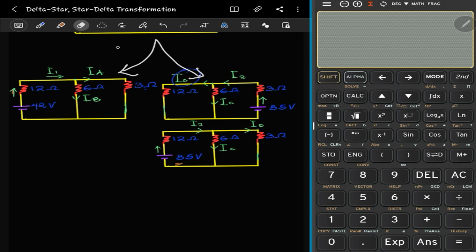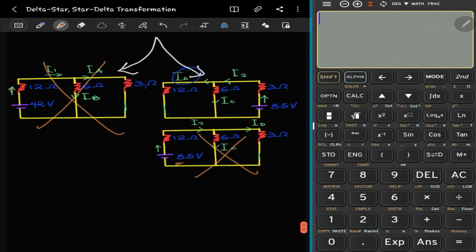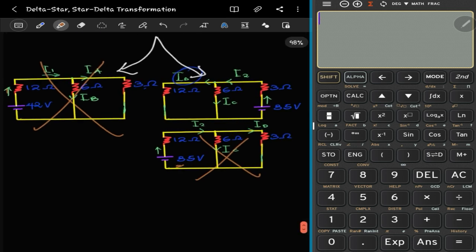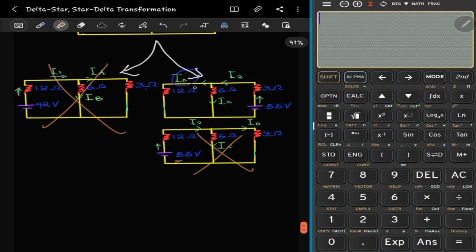Okay, so look, now we are not working with this, we are working with the one on cancel. So the loop that we are considering right now, what we need is to find the current, which is this ID. But this ID is actually coming from this I2 here, right? It's coming from this I2. So it's actually a current division. This I2 gets to this junction, this node here, and it splits to this IC and ID. So we need to find I2.